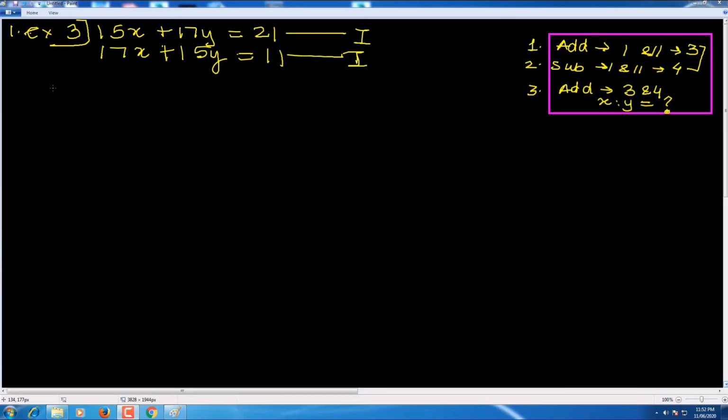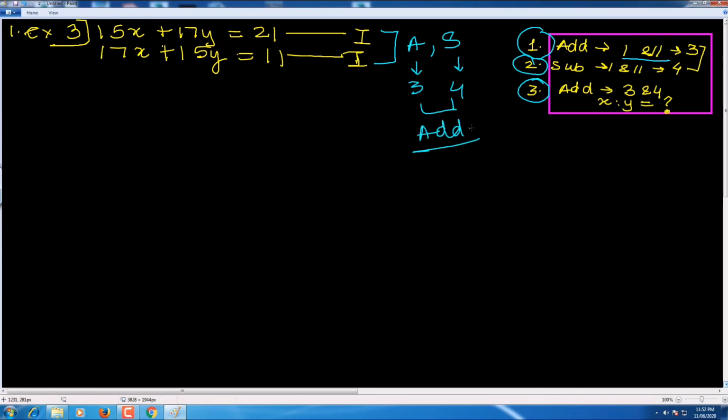Now in this type of question you have seen that the coefficient of each variable is interchanged. 15x is becoming 15y in the next, and 17x is becoming 17y in the other one. So in this type of question we first add equations 1 and 2, then subtract them. By adding we get equation 3, by subtracting we get equation 4. Then we add or subtract equations 3 and 4 accordingly, and we get the values of x and y. So this is the simple way: first add, subtract, and then add or subtract to get the values of x and y.